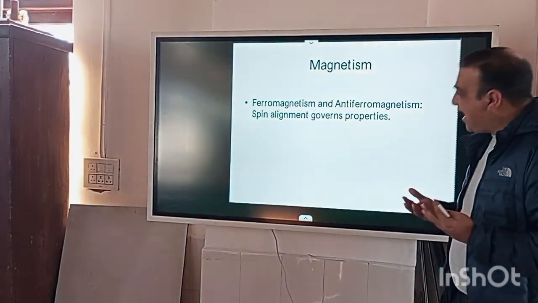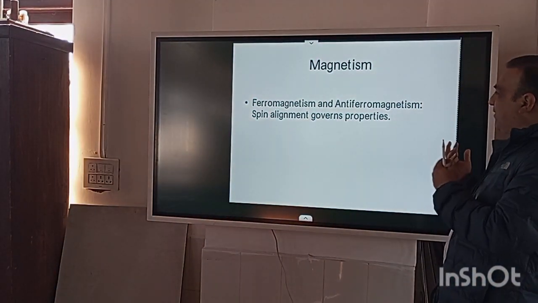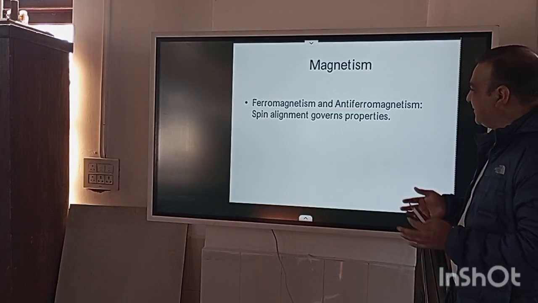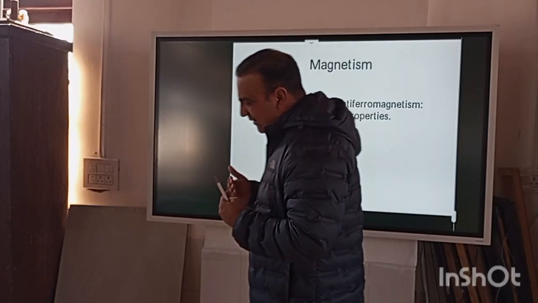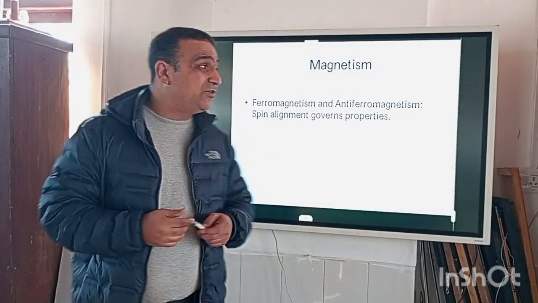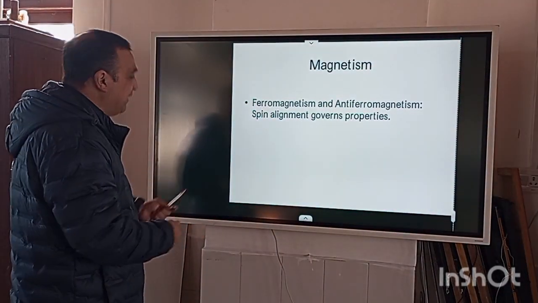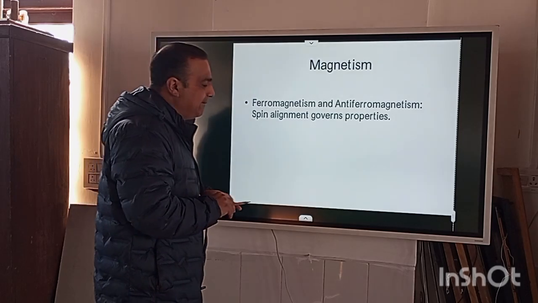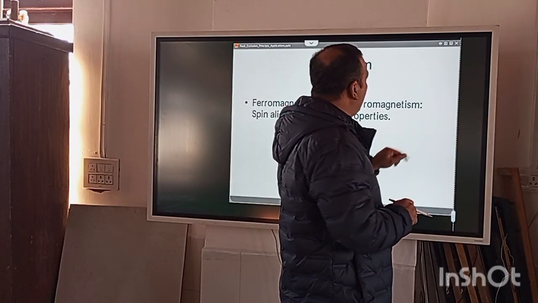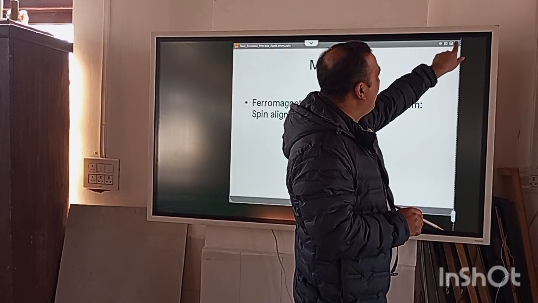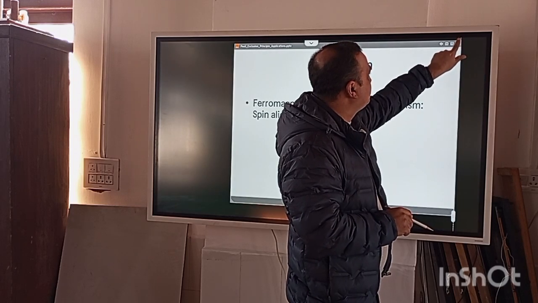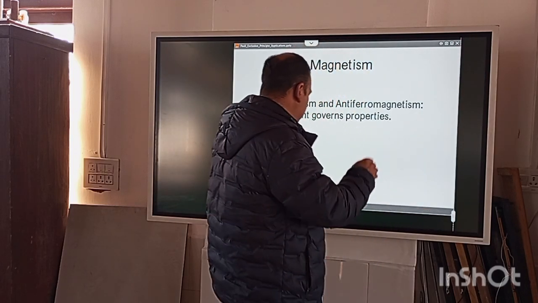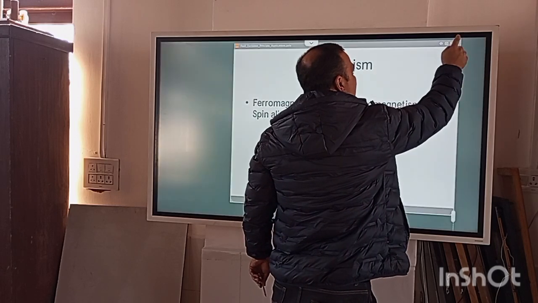And we can understand magnetism and antiferromagnetism: spin alignment governs these properties, and certainly there's a role of Pauli's exclusion principle in demonstrating the quantum nature of magnetism. So these are some of the important applications of Pauli's exclusion principle.